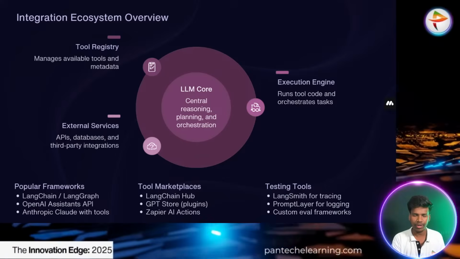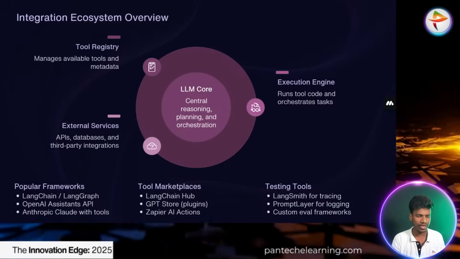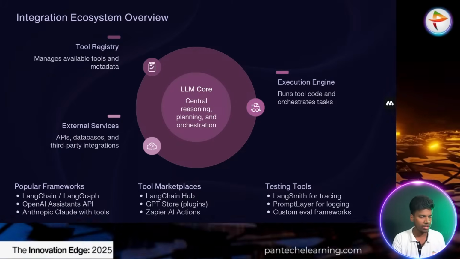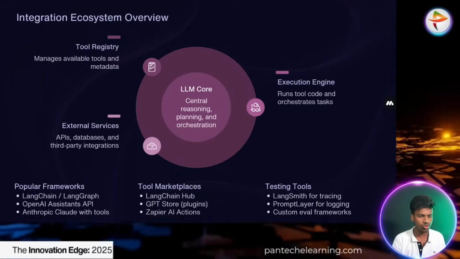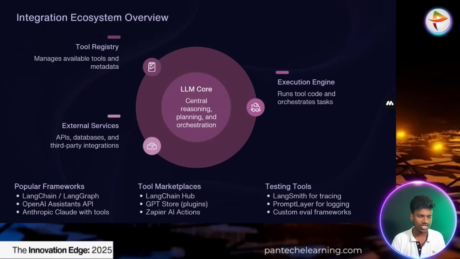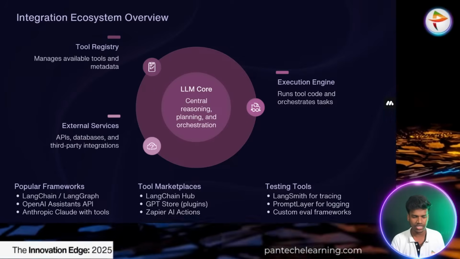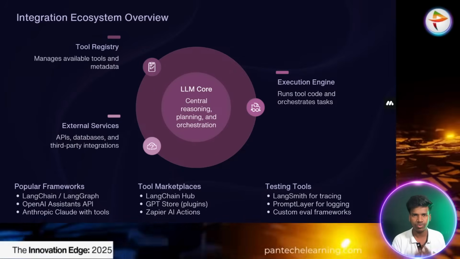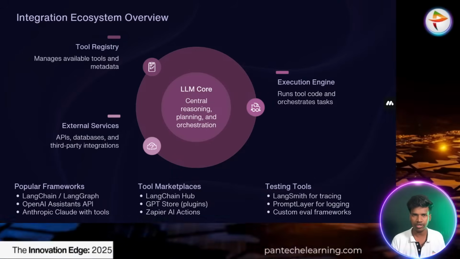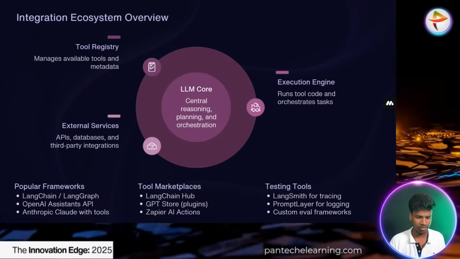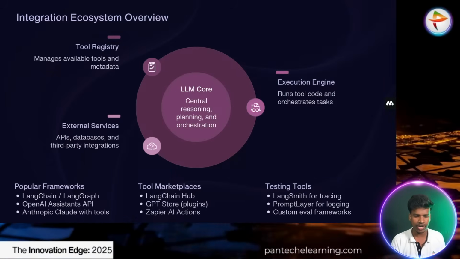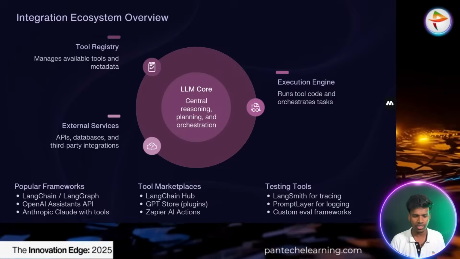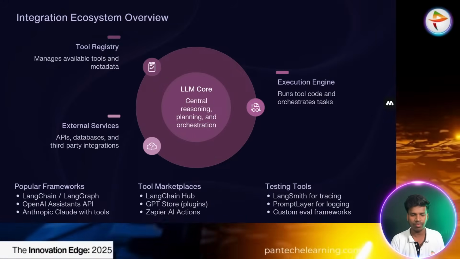LangChain is already known, related to Meta. The OpenAI API key already represents OpenAI. Anthropic is Claude related. And the tool marketplaces are LangChain Hub, GPT Store or Zapier AI Actions. Zapier is also a familiar tool, same as n8n. Testing tools are LangSmith for tracing, PromptLayer for logging, or custom evaluation frameworks.